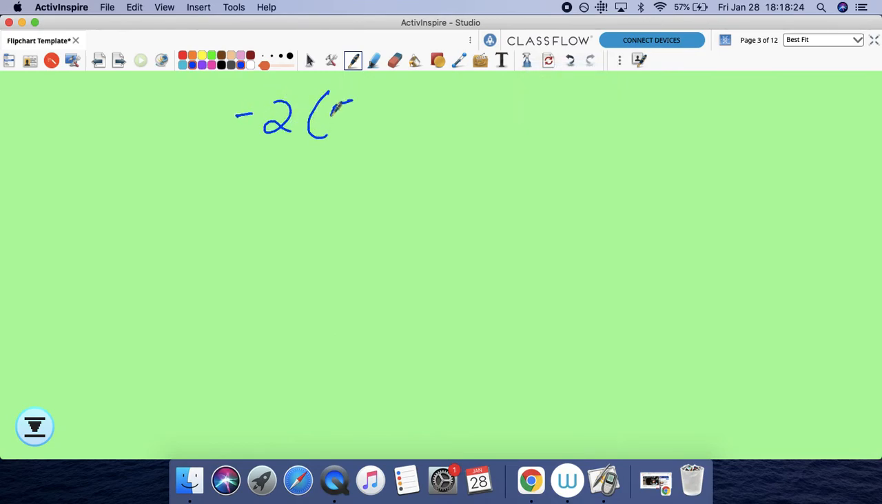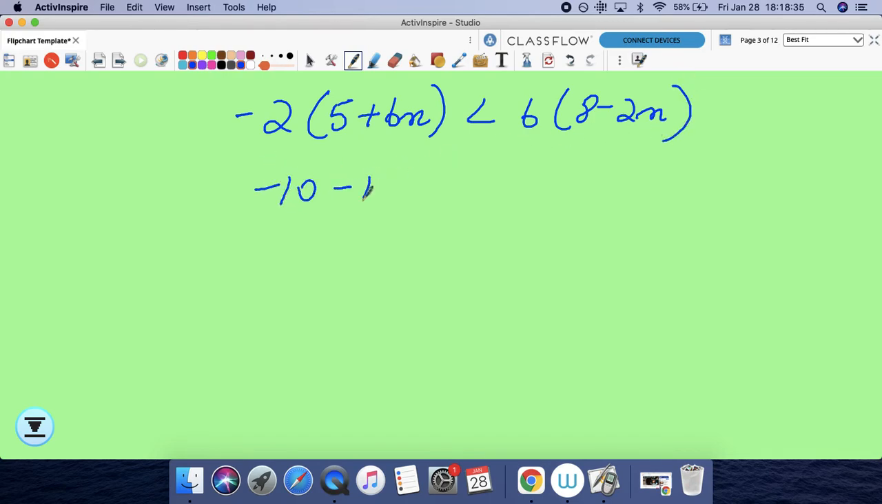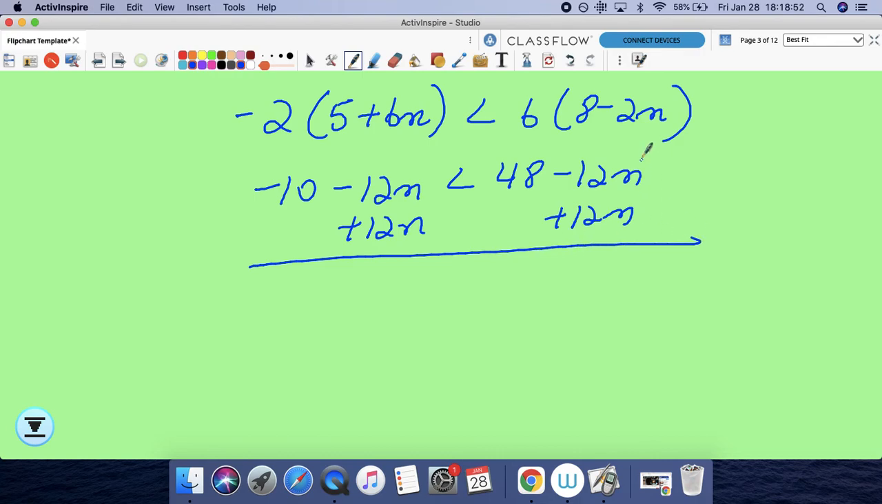Negative 2 times 5 plus 6n less than or equal to 6 times 8 minus 2n. Distributive property: negative 10 minus 12n less than 48 minus 12n. Okay, keep getting these type of problems. All right, so again, think about this. We'll do plus 12n on both sides. That's going to go away, and this is going to go away. So I'm left with negative 10 less than 48. Is negative 10 less than 48? Yes, it is.